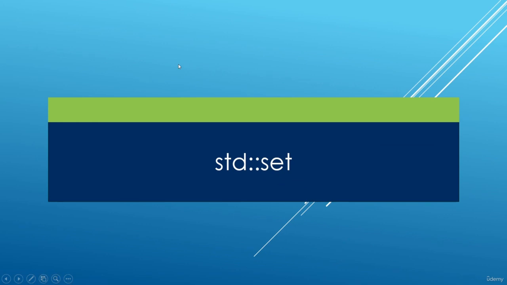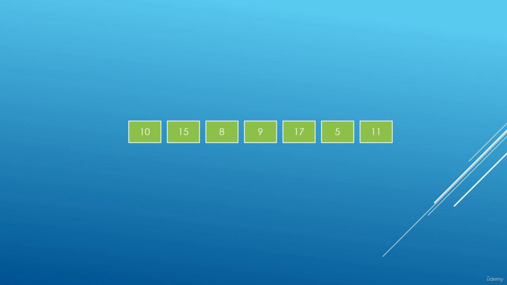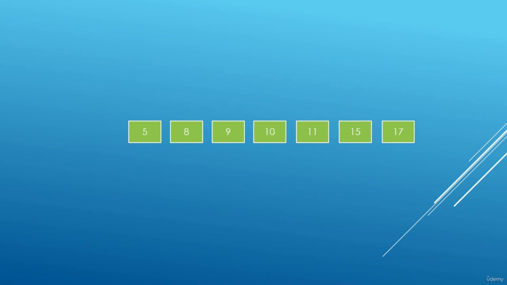In this lecture, we're going to learn about the std::set associative container. This is a container that automatically orders things as you put them in. So for example, if we insert data in this order in our std::set container, what we will end up with in memory is going to be something like this. The data is going to be automatically ordered.